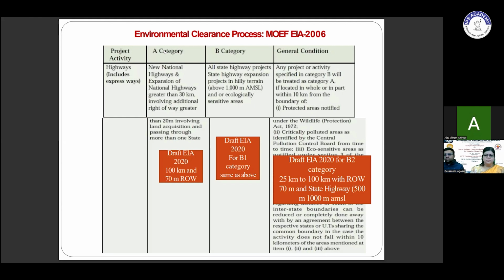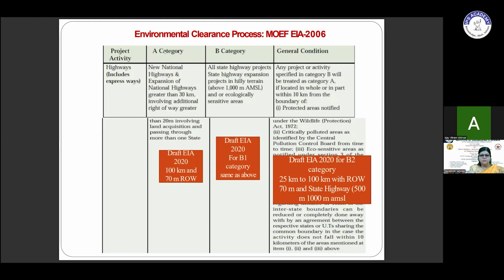If any project comes under this, then that is A category. Now the government is planning to extend the kilometers: Draft EIA 2020, 100 kilometer and 70 meter right of way. And for B category also, all state highway projects come under the B category, and above project in hilly terrain above 1000 meter above mean sea level or ecological sensitive area.